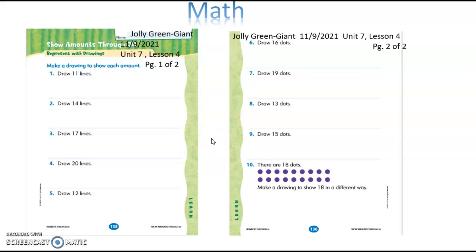So for math, we have our show amounts through 30, or I think this is 30. I'm sorry, I mean 20. Let's just say 30 seemed kind of high. Again, name, date, unit number, lesson number. These are the unit and lesson numbers, so you can copy directly as long as your child completed the assignment on November 9th. Again, have them just complete it and submit it, and there you go.